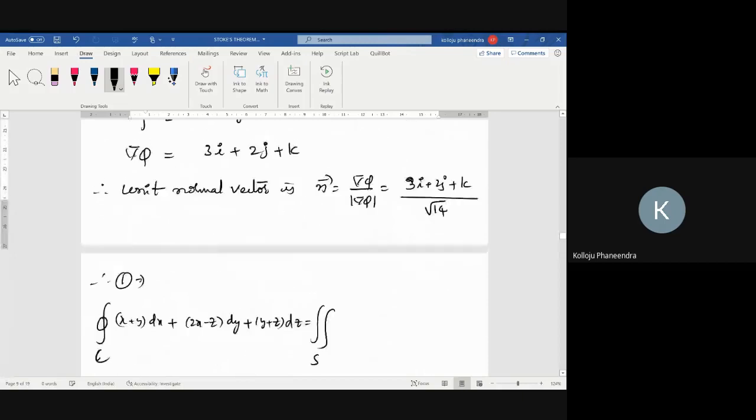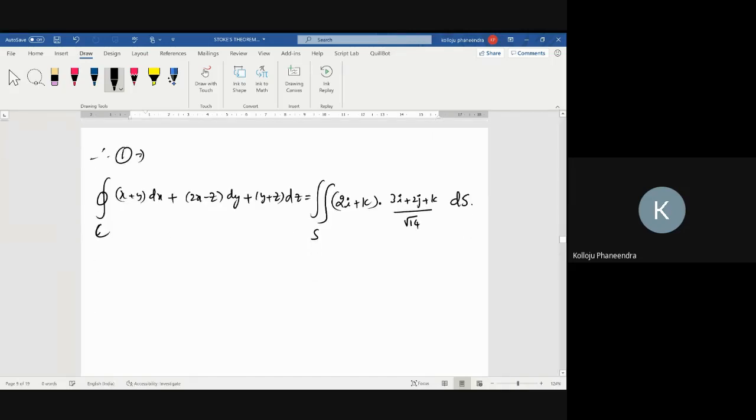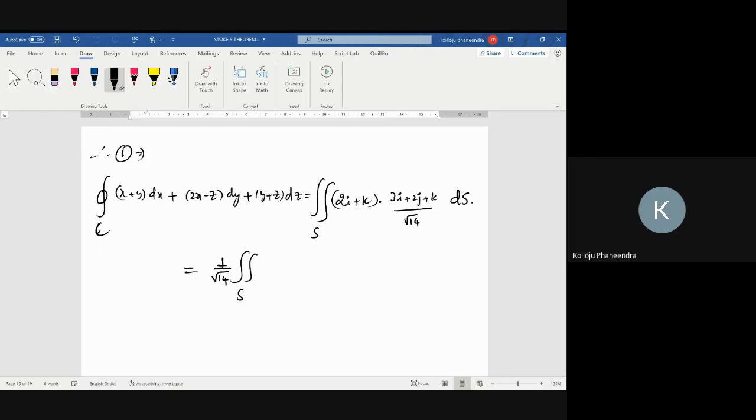2i plus k dot n bar, 3i plus 2j plus k by root 14, n bar ds. Still now I have not considered any projection. Okay, let us see. This is equal to double integral over s. I can write 1 by root 14 outside, and this is 6 plus 2. Is it correct? Plus 1, plus 7.